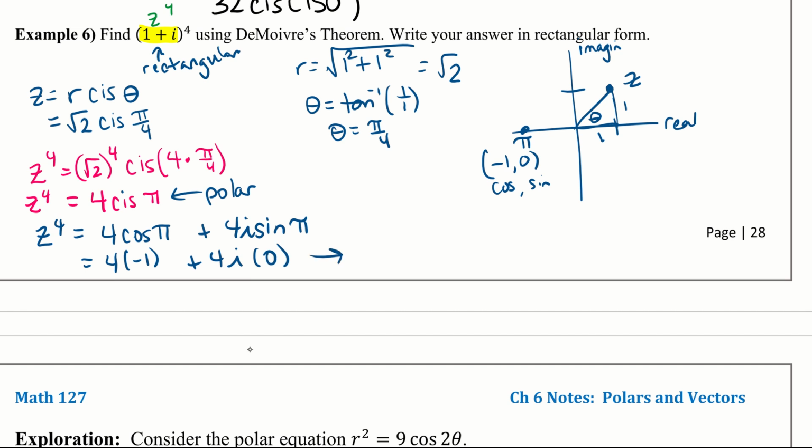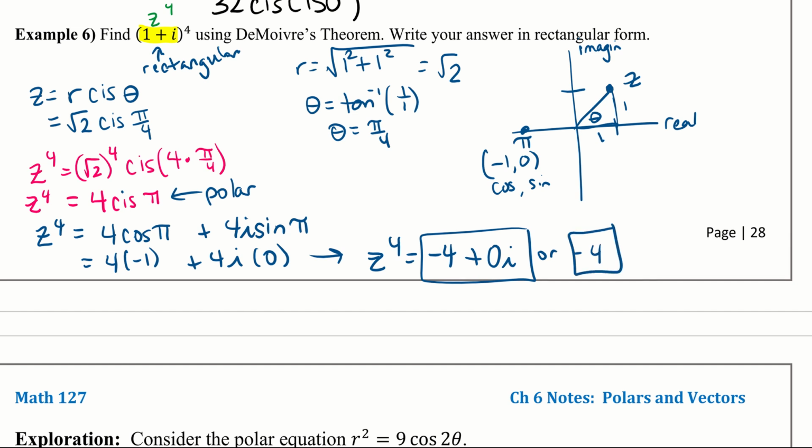So we could write z to the 4th as -4 plus 0i. You can definitely write it like that. You could also just write it as -4. What we would find out is that this ends up being a real number answer here. We don't end up with an imaginary component, so it's no longer complex.